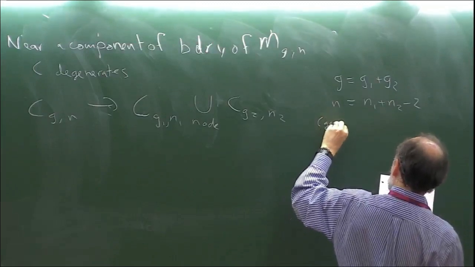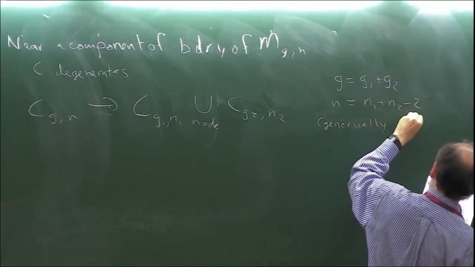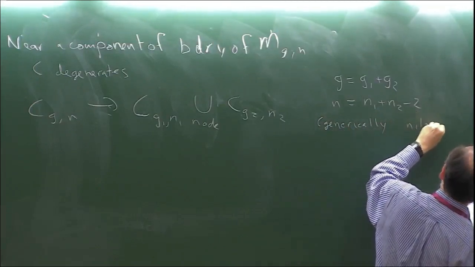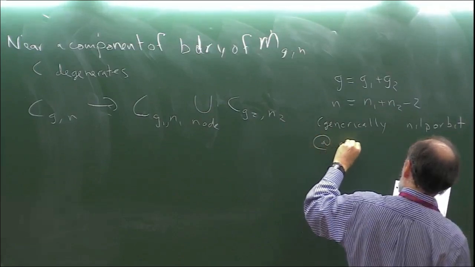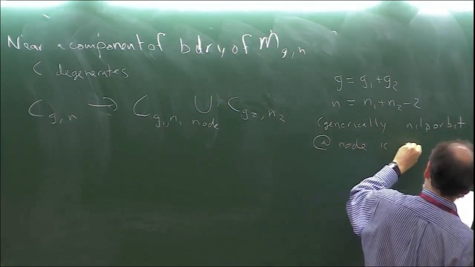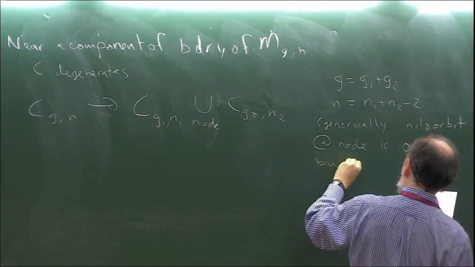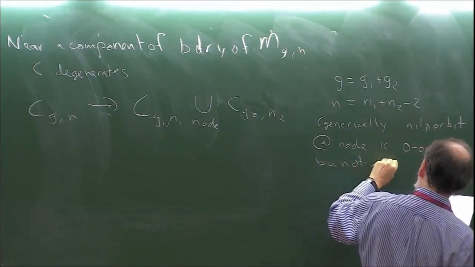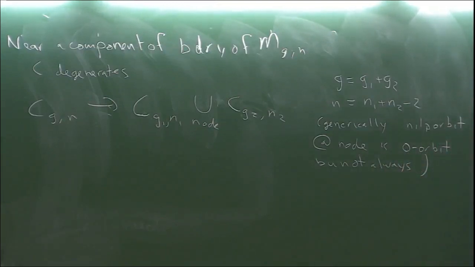Generically, the nilpotent orbit at the node is the zero orbit, but not always. And I'll explain the not always in a second.